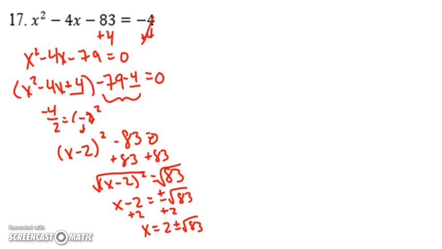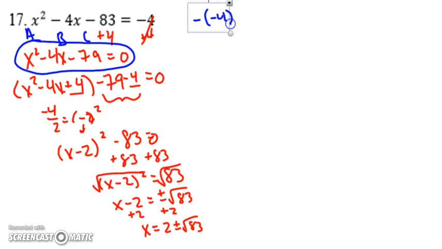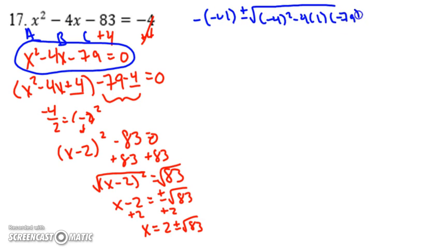The other way that we can solve this is by doing the quadratic formula. So we already set it equal to 0 here, so this is what we're going to use as a, b, and c. So we have the opposite of b, so we're going to do the opposite, negative 4, plus or minus the square root of b squared minus 4, a is 1, c is negative 79, all over 2a. Okay, so the opposite of negative 4 is going to be positive 4.